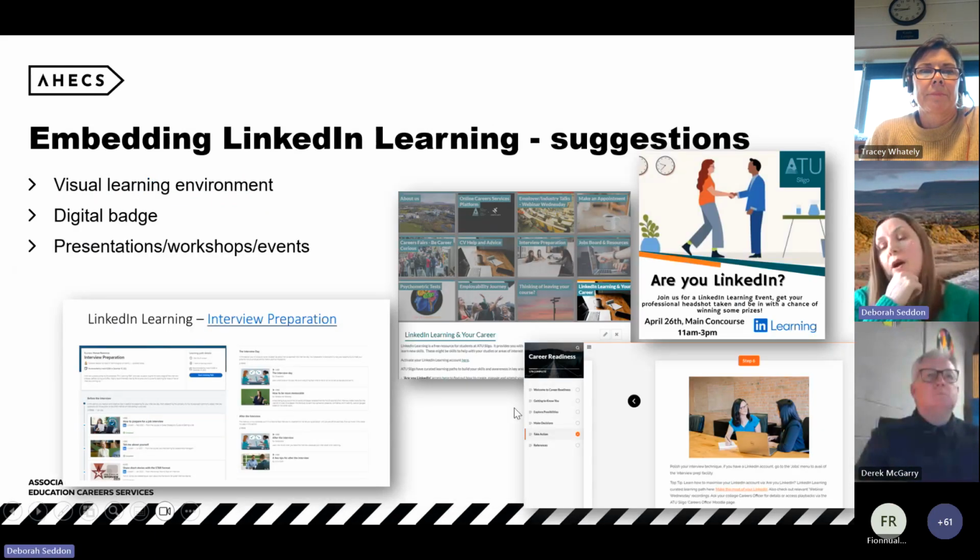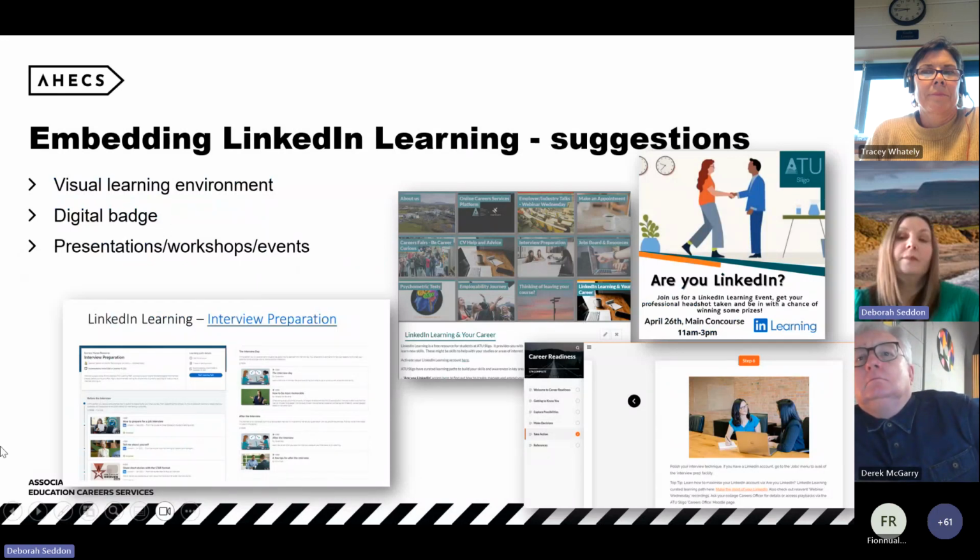Okay, so some examples then of where we would have embedded LinkedIn Learning within the ATU. We would certainly use it within our VLE. So within Sligo, for example, we use Moodle. You can see this is a screen grab of our Moodle page. We do have a LinkedIn Learning tile within our Careers Office Moodle page, and it gives the links to all of the learning paths and the collections in there for the students to go and have a look at.